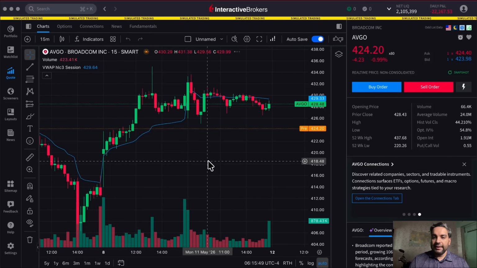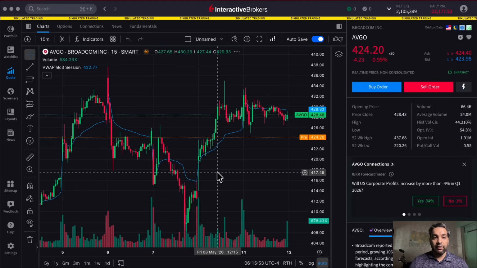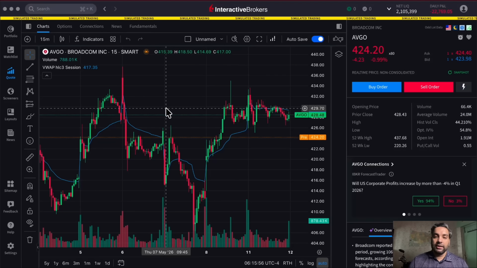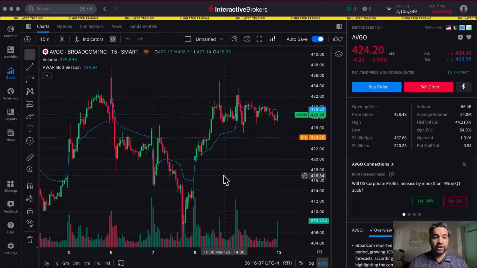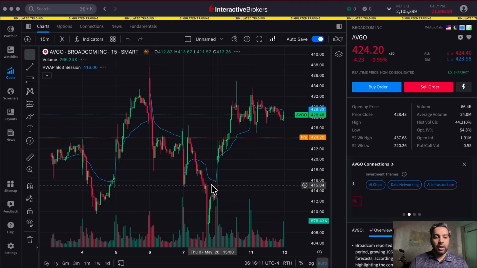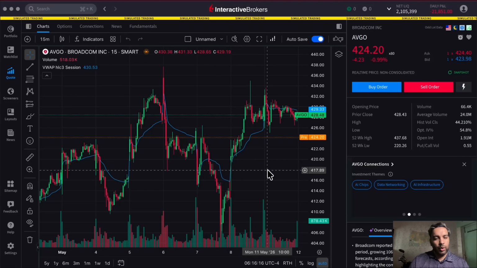So say example, we are on the 15-minute chart. I have never traded AVGO before, but let's just say I want to, based on the research, I want to see how the equity is going to react if it comes to a certain level. So let me just make sure I zoom out a little bit more. And looking at this, I would go to the tools which are available here.